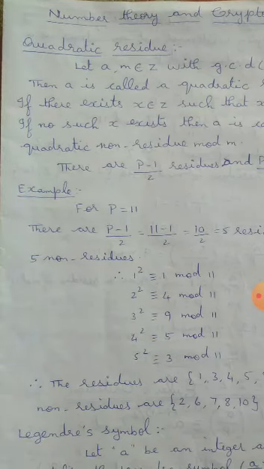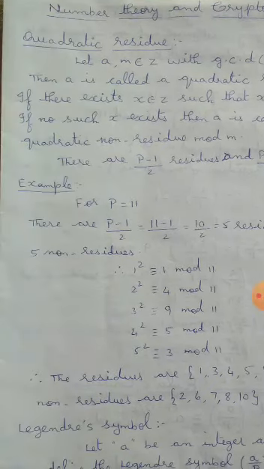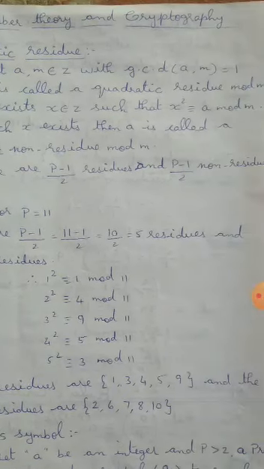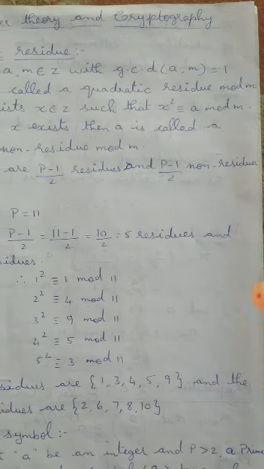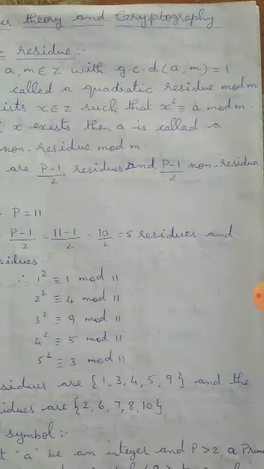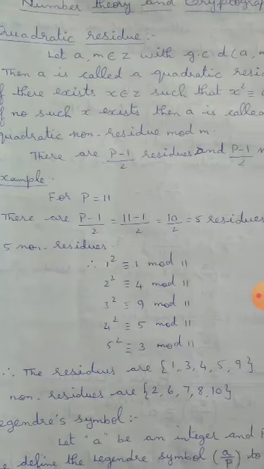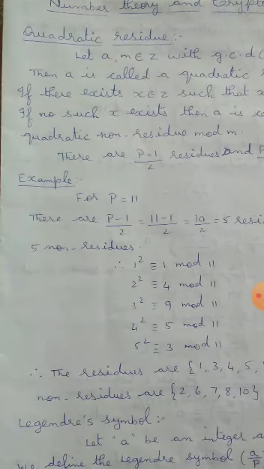Today, we are going to discuss the topic number theory and cryptography, in that, quadratic residue. Let us see what is meant by quadratic residue. Let a, m belong to Z with gcd(a, m) equal to 1. Then a is called a quadratic residue mod m if there exists x belonging to Z such that x squared is congruent to a mod m. If no such x exists, then a is called a quadratic non-residue mod m.